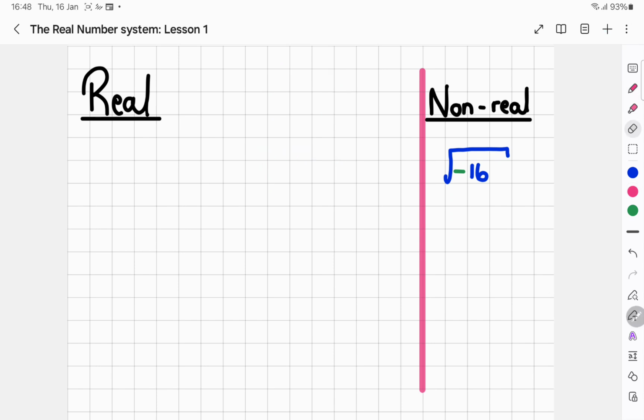All right, so now that we've looked at what is a non-real number, let's look at what are real numbers. So real numbers can be subdivided into 2 categories. You get your rational numbers as well as your irrational numbers. Okay, so rational and irrational.